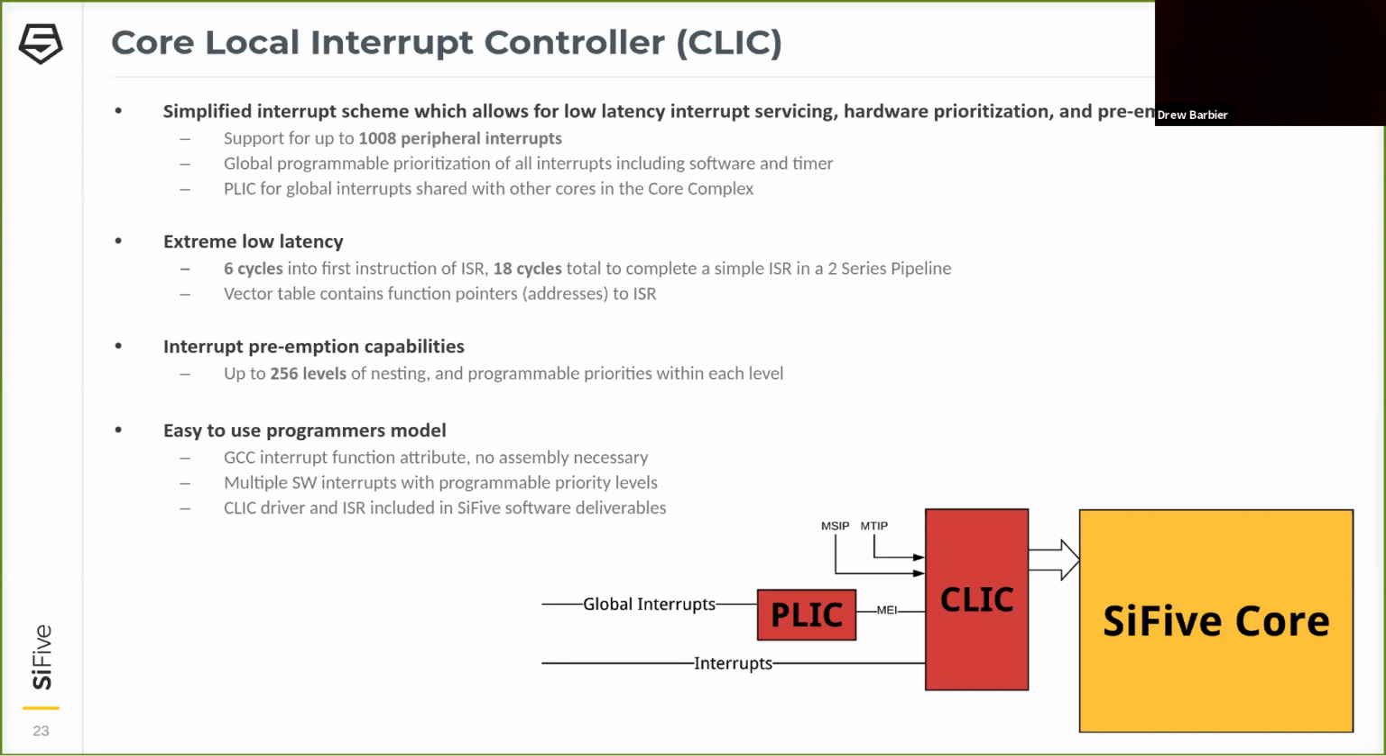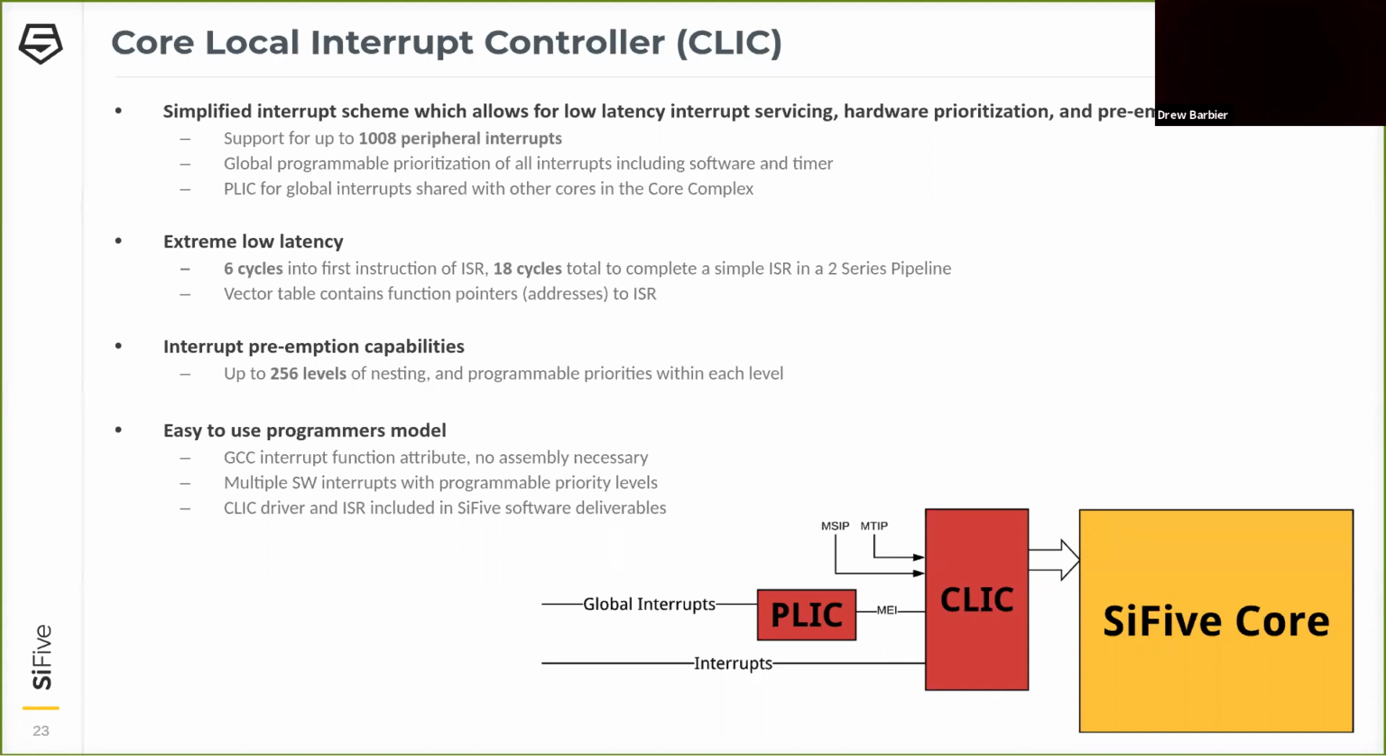Now, one thing about the CLIC that makes it interesting, or the 2 series interrupt handling in general really, is that it's only 6 cycles to fully execute the first instruction of an interrupt service routine. And we have specific examples in a blog where I outline that an entire interrupt service routine can be serviced in only 18 cycles of the core in the 2 series. So very low latency interrupt handling and high interrupt throughput.